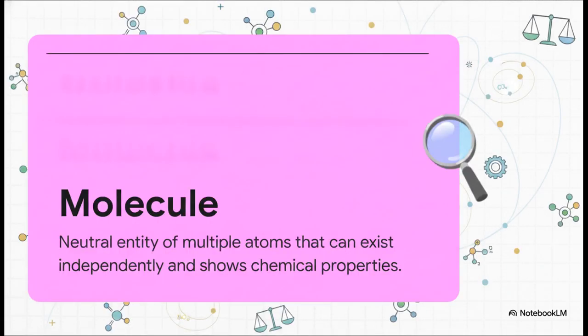Now, when atoms combine while strictly obeying these two fundamental laws we just covered, the final stable structure they form is called a molecule. A molecule is essentially an electrically neutral entity made of multiple atoms that can exist all by itself, while still displaying all the unique chemical properties of that compound. The very fact that molecules exist at all is rock-solid proof that both the law of conservation of mass and the law of definite proportions are working flawlessly around us every single day.